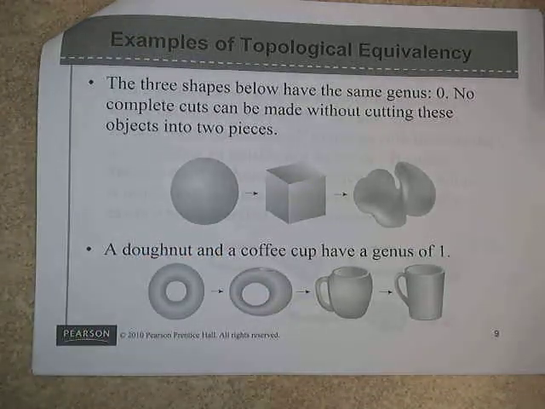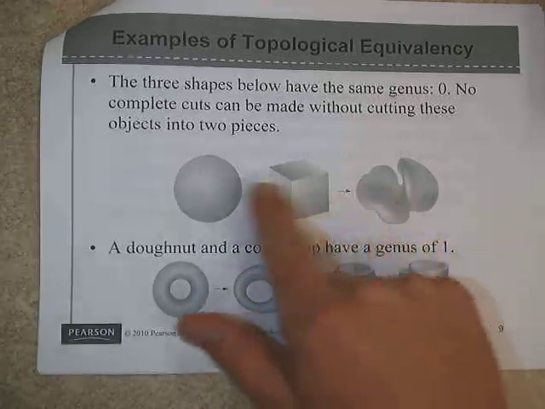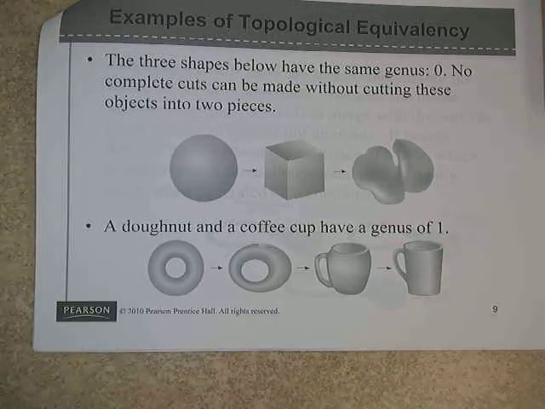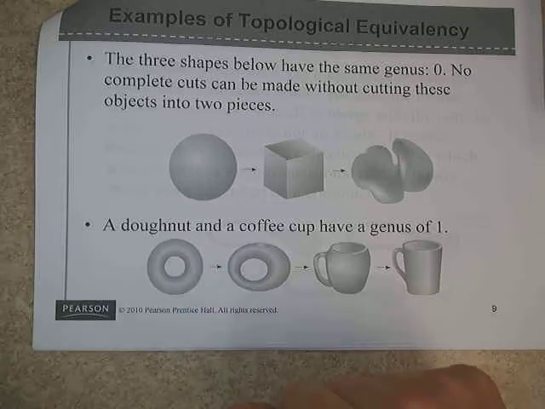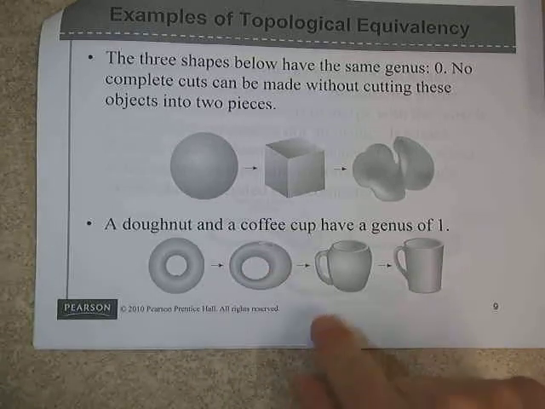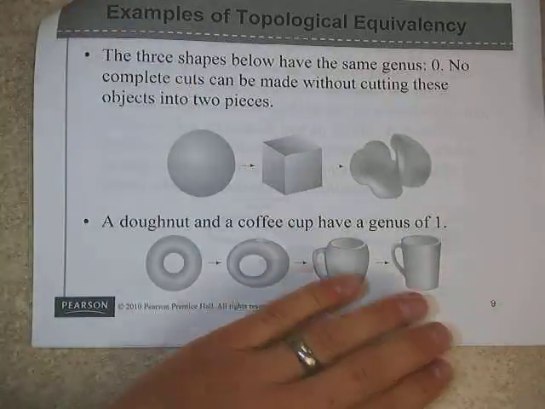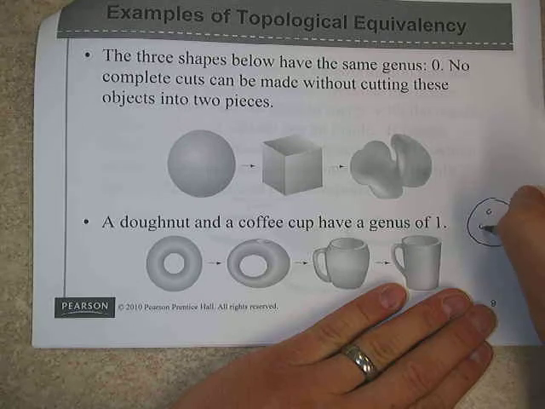So let's take a look at a couple pictures here. The 3 shapes below have the same genus. It's 0. No complete cuts can be made without cutting these objects into 2 pieces. Notice that they have no holes in them, so their genus is 0. Whereas if we have a donut and a coffee cup, they have a genus of 1, because there are holes in them. There's a hole in the donut and there's a hole in the coffee cup at the handle. So we say that those have a genus of 1.